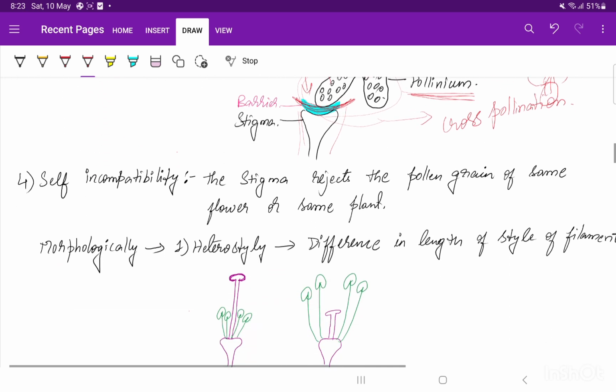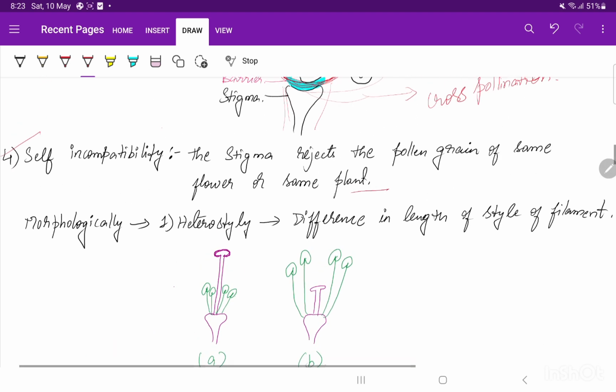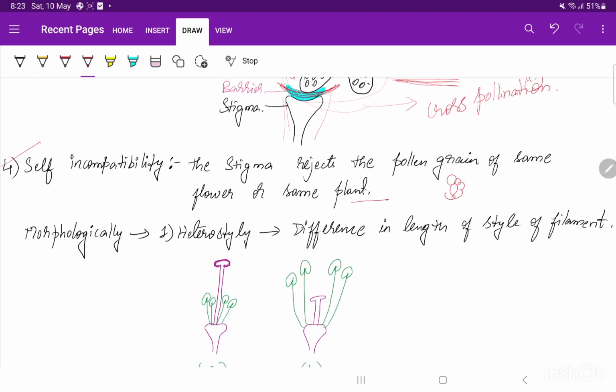Okay. Next is self incompatibility. In self incompatibility, the stigma of the same flower rejects the pollen grain of itself or of the same plant. If this is a flower and this is another flower, if this flower gives the pollen grain to this flower, the stigma of this flower rejects the pollen grain and makes it non-functional.